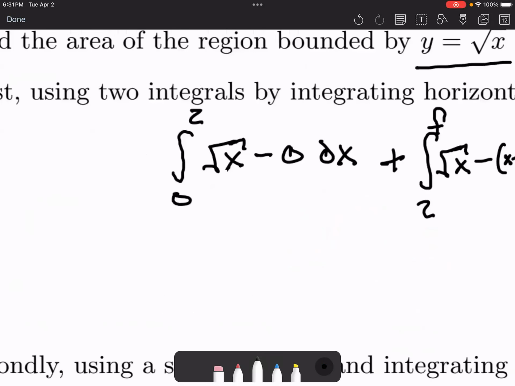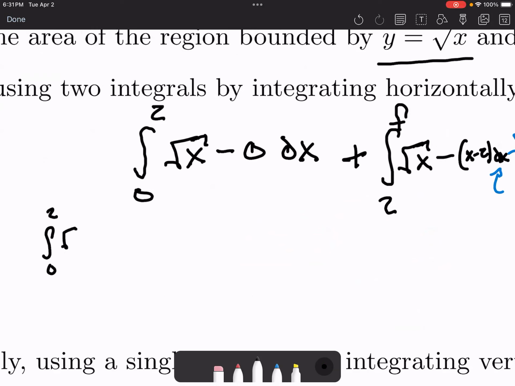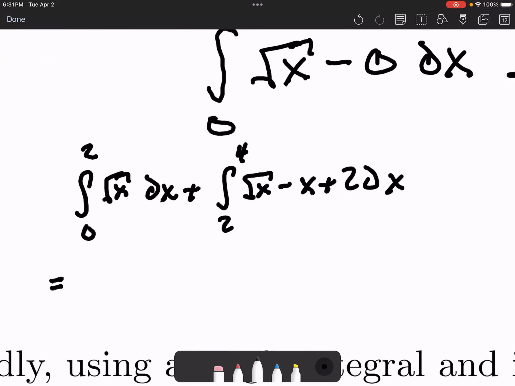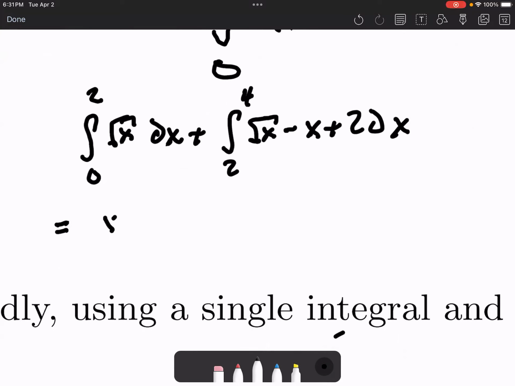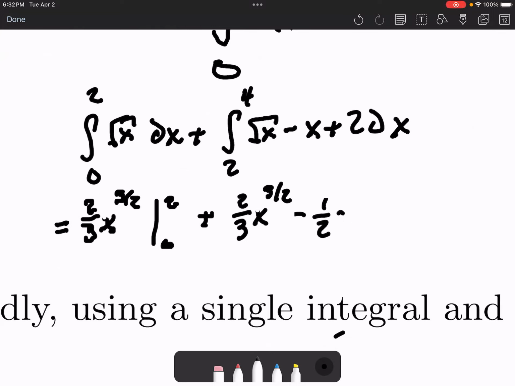So let's run through this. We have the integral from 0 to 2 of just the square root of x, plus the integral from 2 to 4 of the square root of x minus x plus 2. Now, by finding antiderivatives of the square root of x, we get x to the 3/2 divided by 3/2, or multiplied by 2/3. And we want to evaluate this antiderivative between 0 and 2. Actually, I'm taking the integral now. So we have the square root of x anti-differentiates to x to the 3/2 divided by 3/2, minus 1/2 x squared plus 2x, which we will evaluate between 2 and 4.